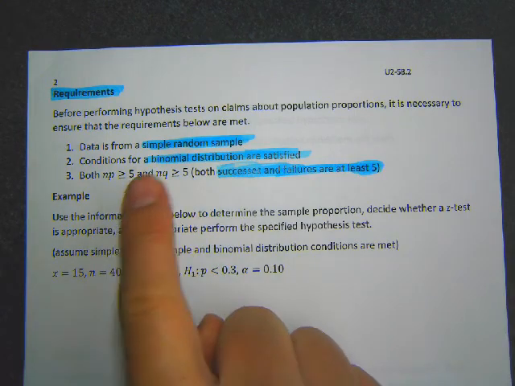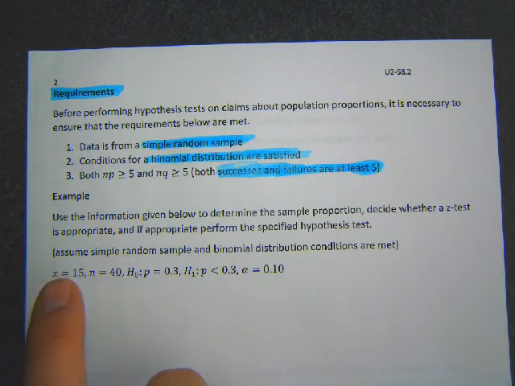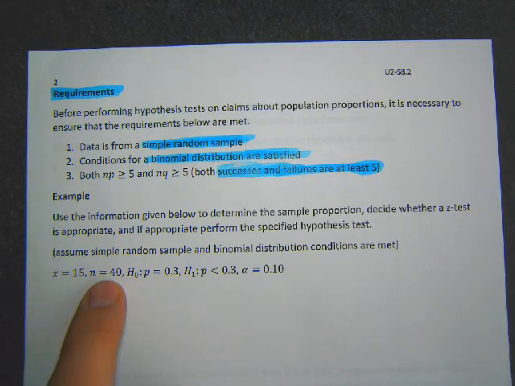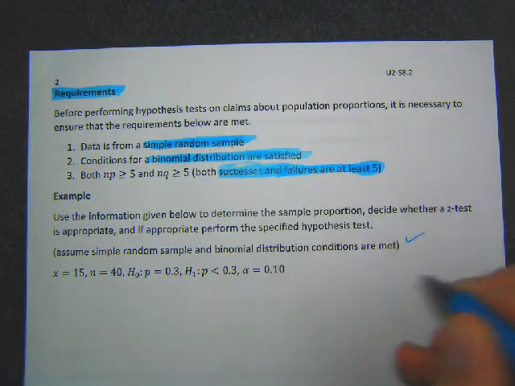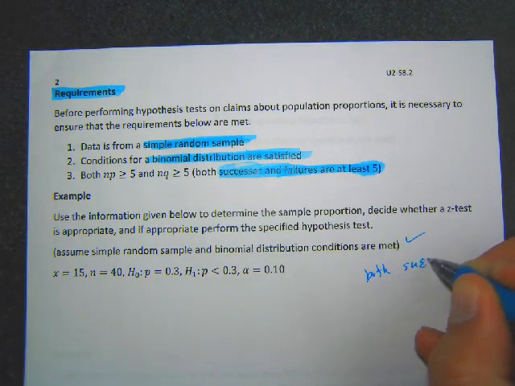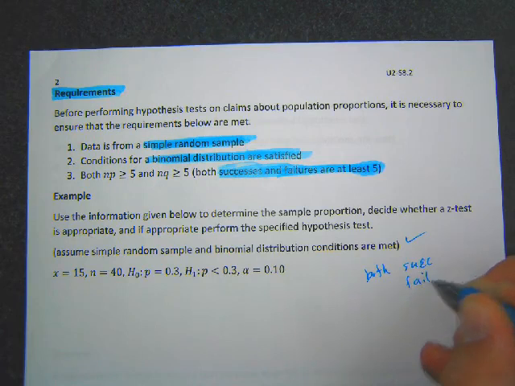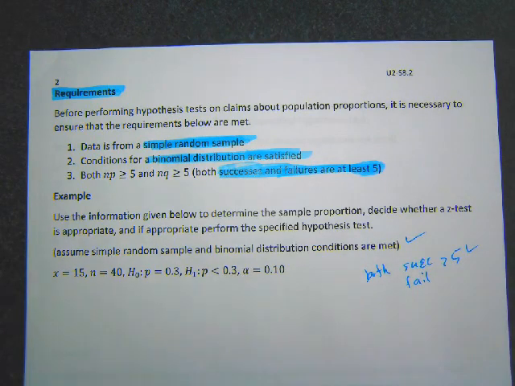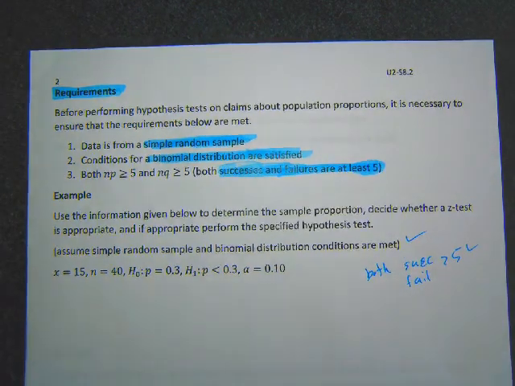We look for the number of successes and number of failures. Well, there's 15 successes out of 40 sampled, right? So that's the number of successes, that's the number sampled. That means there's 25 failures, right? Because 15 out of 40, there's 25 left over. So 15 successes, 25 failures, we're good to go. There's enough successes and failures. So conditions are met, and both successes and failures are greater than 5. So everything is good. So we're okay to do a test. So that's just checking that out first.